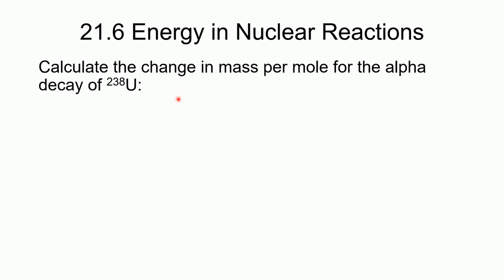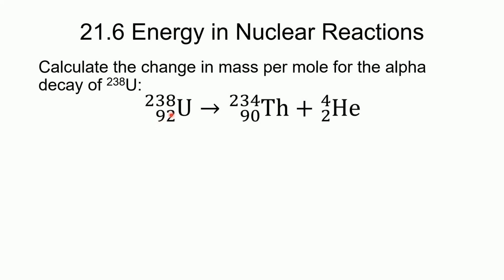We're going to start with the alpha decay of uranium-238. Uranium-238 gives us thorium-234 plus helium, and we'll see that the numbers add up. 238 is equal to 234 plus 4, and 92 is equal to 90 plus 2. So you would think we should have exactly the same amount of mass before and after the reaction. That's what Antoine Lavoisier told us. That's what we should expect.